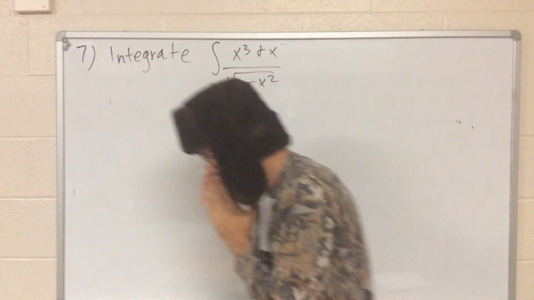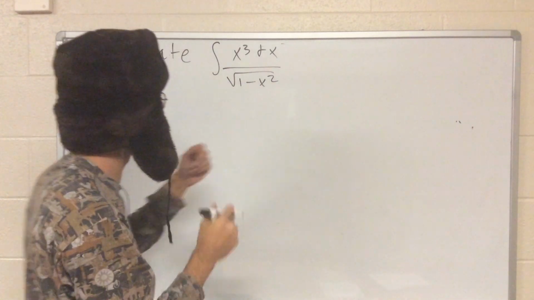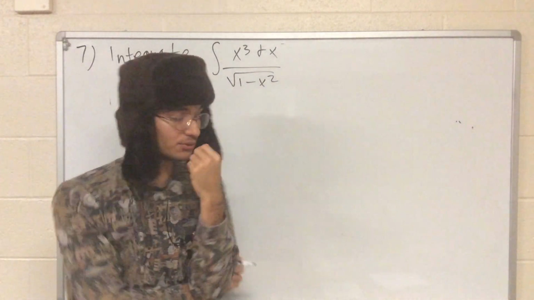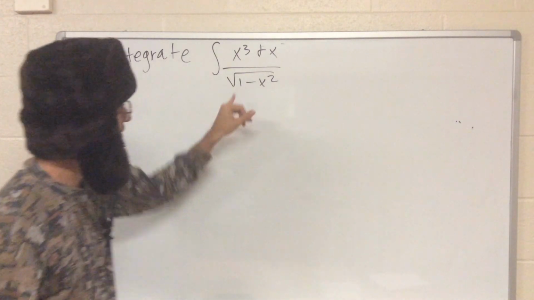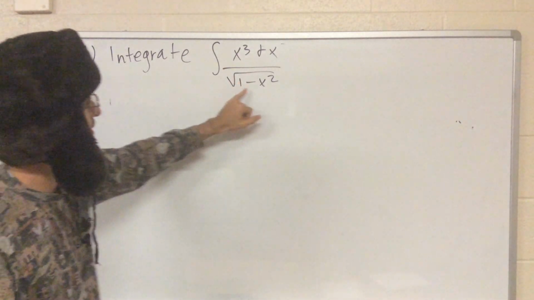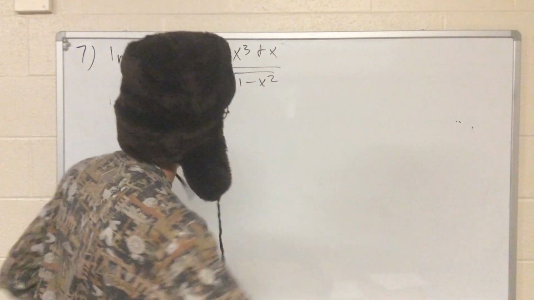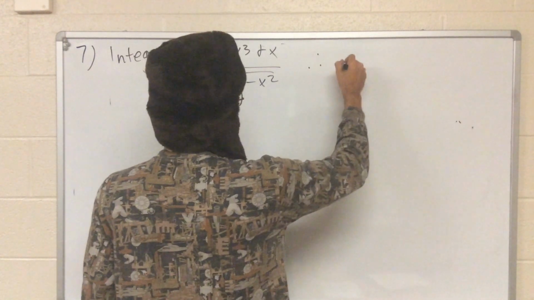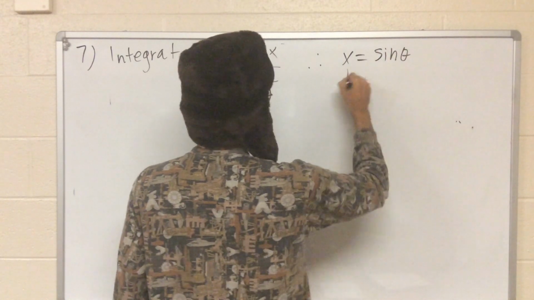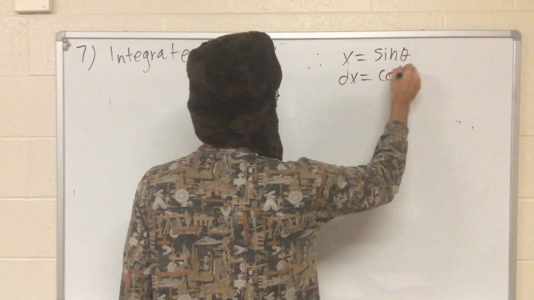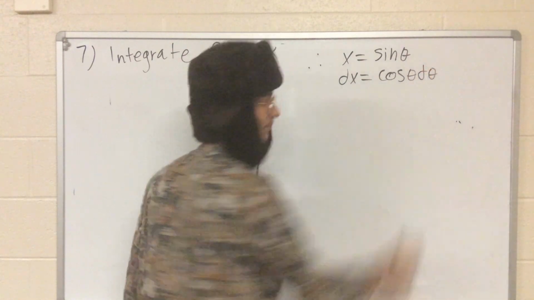Okay, in this case, the most convenient method to use will be trigonometric substitution, given that we have a term of 1 over the square root of 1 minus x squared. So the most effective substitution that we could do is let x equal sine theta, in which case dx will be cosine of theta d theta.